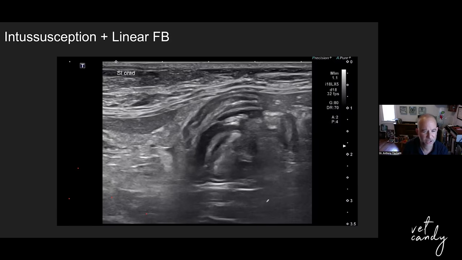I think if we're going to get an imaging question on an intussusception, ultrasound tends to be a more intuitive diagnosis than radiographs. I think it's pretty hard to diagnose an intussusception on radiographs.